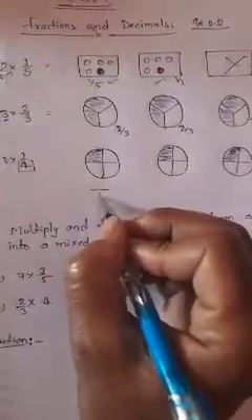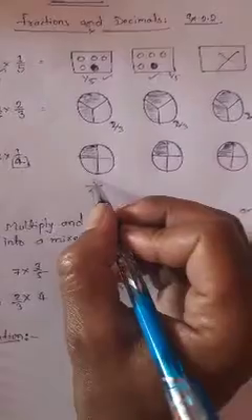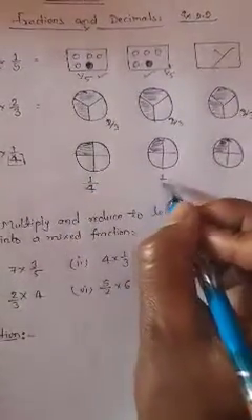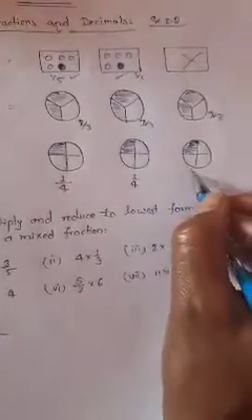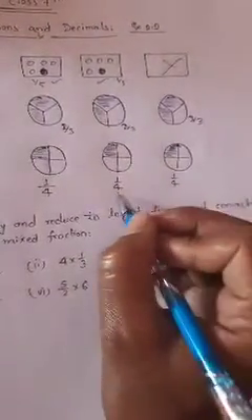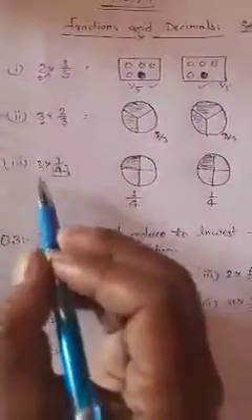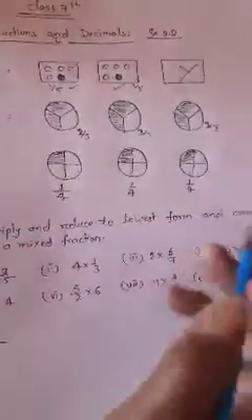So the total number of parts goes in the denominator, and we shade one part. So this is 1 upon 4, this is also 1 upon 4, and the third one is also 1 upon 4. How many times? 3 times. So 3 into 1 upon 4 is represented by this. Now the second question.